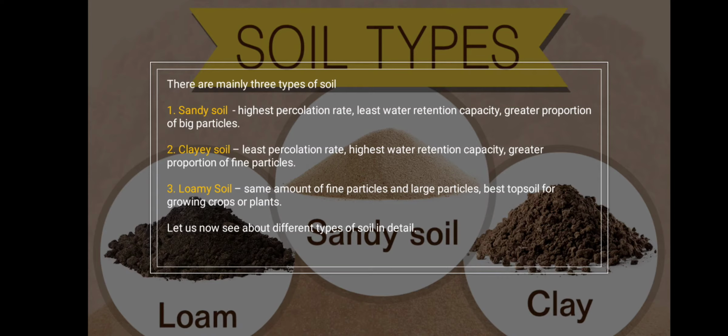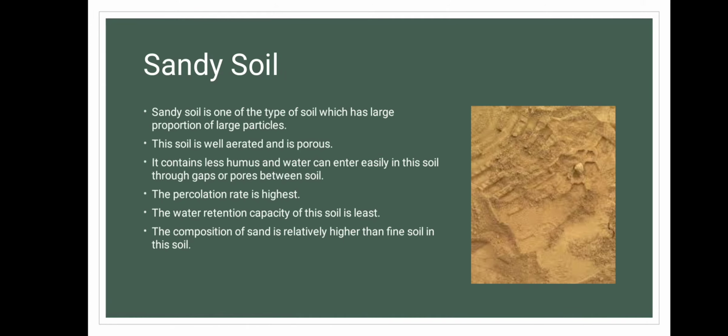Let us now see about different types of soil in detail. Sandy soil. Sandy soil is one type of soil which has a large proportion of large particles. This soil is well aerated and porous. It contains less humus and water can enter easily in this soil through gaps or pores between soil.